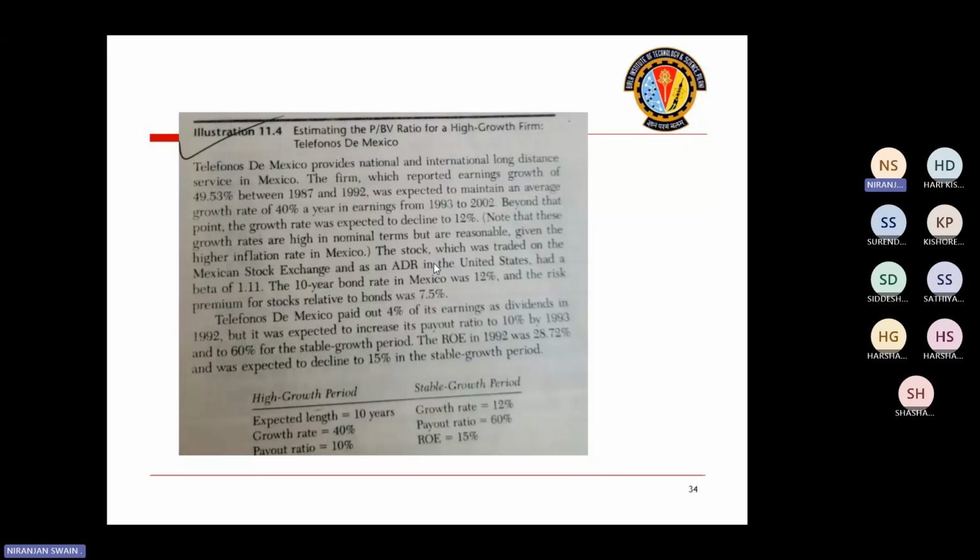Here the high growth period is 10 years. So N should be 10 years. Yes, N is 10 years. The average growth from 93 to 2002 is 40%. Though the first 5 years were 49, the average for the next period is just 40%. You take that 40% as the growth rate, and the expected length is 10 years.